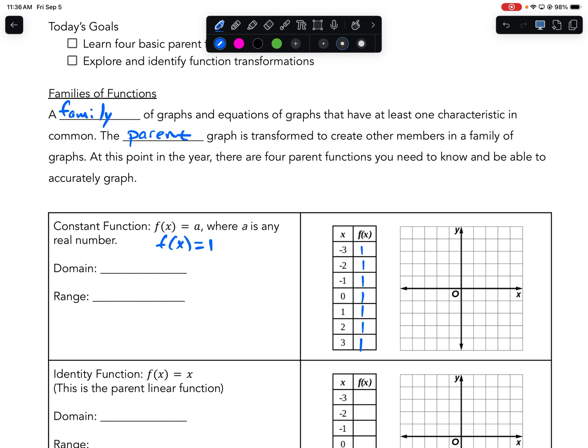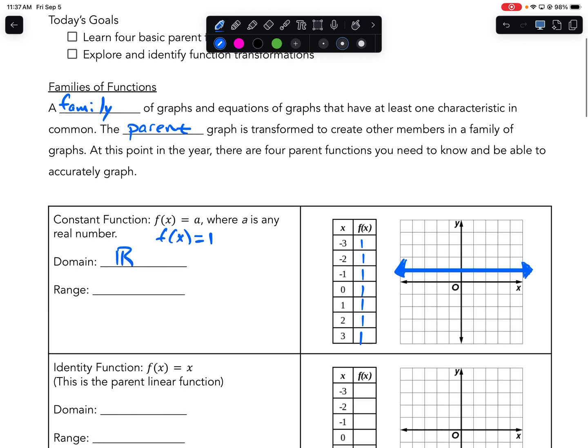So when I graph that thing, super easy to graph. We just have a big fat line right there at 1. And I need arrows on the end. Give me some arrows on the end. Okay. Ryan, what's the domain of that function? All real numbers. All real numbers.